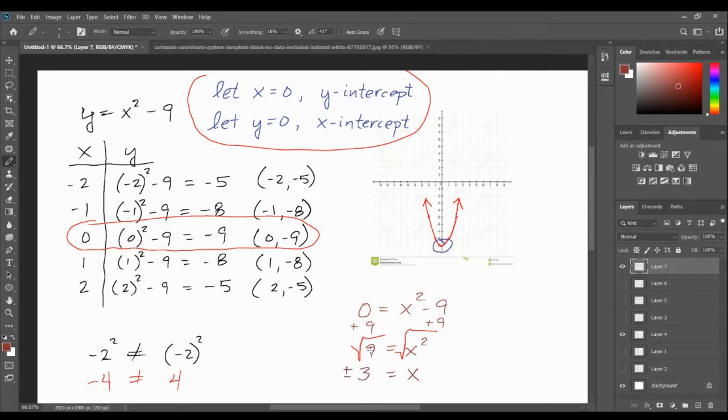-3 times -3 is a positive 9. +3 times +3 is a positive 9. So my x-intercepts are plus or minus 3. So this particular graph is going to cross the x-axis right there and right there. So if I extend my graph up, it's going to go right through those points. So you can find those intercepts, and sometimes those can be really helpful.